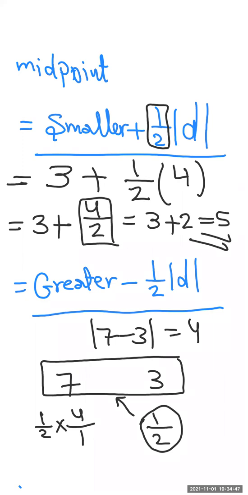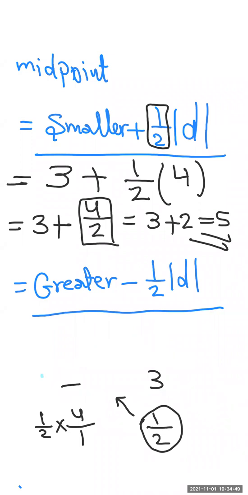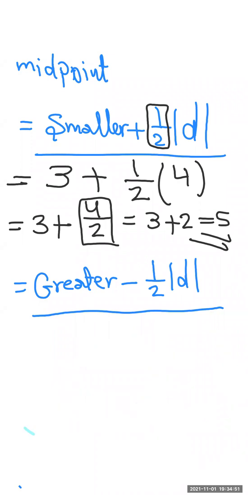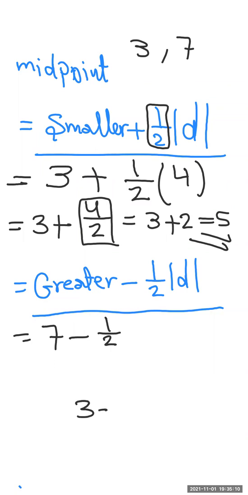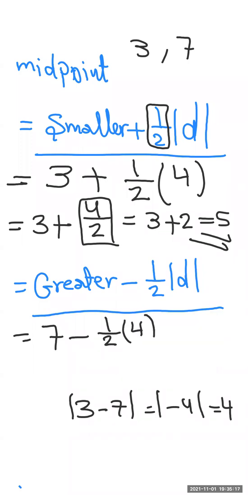If we are going to use the other rule, we said that the two numbers are 3 and 7. Okay, so greater. Which one is the greater? It's 7, of course. How do we get the number? Minus half the absolute value of the distance. Distance is 7 minus 3, or even 3 minus 7. It will equal the absolute value of -4, which also equals 4. So half times 4. So it will equal 7 minus half times 4.